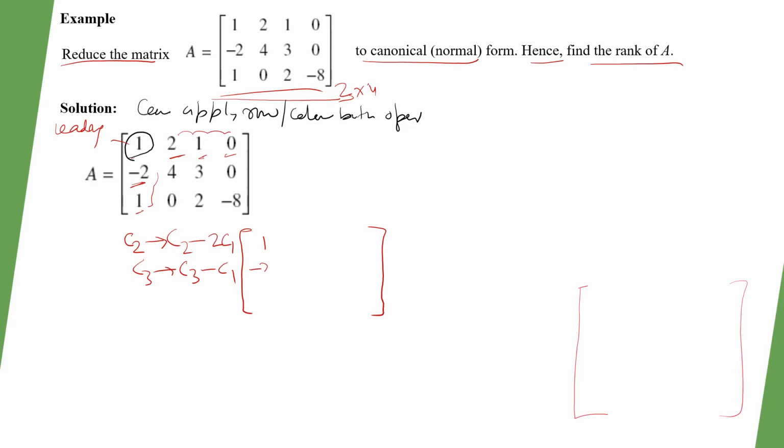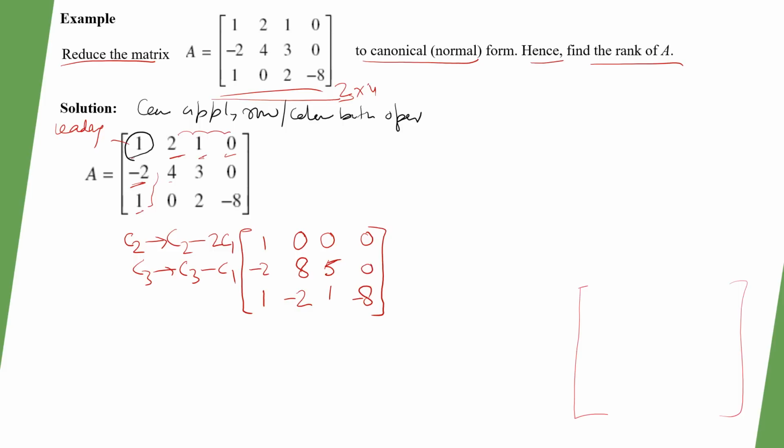So the matrix becomes 1, minus 2, 1. The first column is the same. This is 0. This is 4 minus 2 times 2, that is 4 plus 4, which is 8. This becomes minus 2. Now the third column is 0, 5, 1, 0, and minus 8.